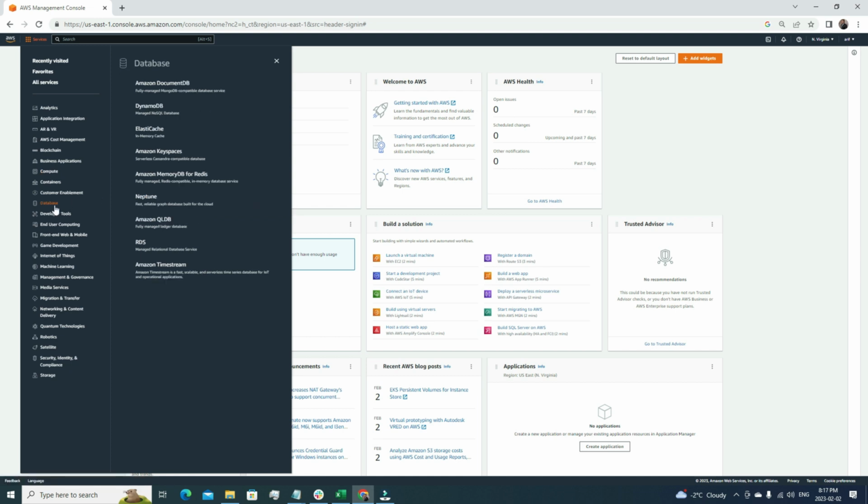The second category is database. Under the database section, the first service you need to learn is RDS. RDS stands for Relational Database Service. So whenever we are dealing with a managed relational database service, then we have to use RDS. Under RDS, we can deploy MySQL, PostgreSQL, SQL Server, any sort of relational database.